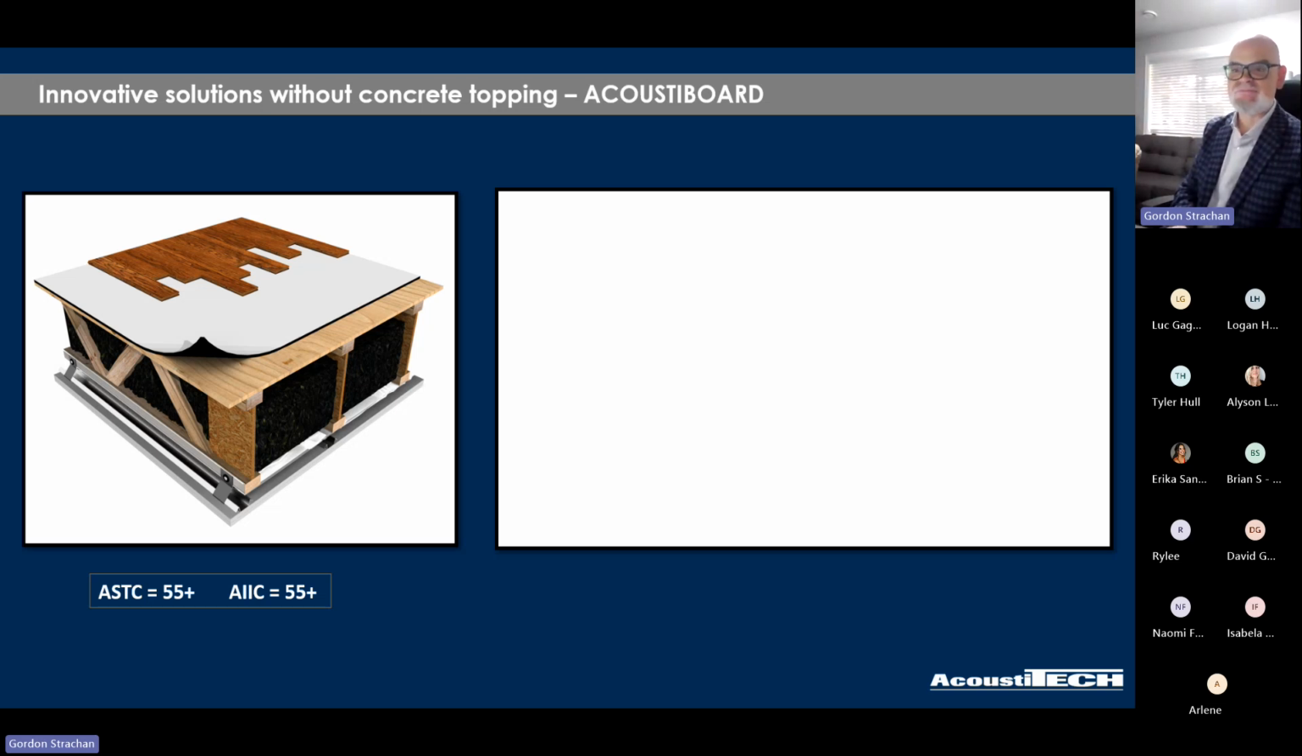That's Acoustiboard. Now that, without concrete topping, light wood frame building with the clip system, so Acoustivibe clip system, you're hitting above 55 on your ISC STC every time. Every time. And I have multiple projects on Vancouver Island, BC here that can prove that. Case studies probably later on to show you in this presentation.